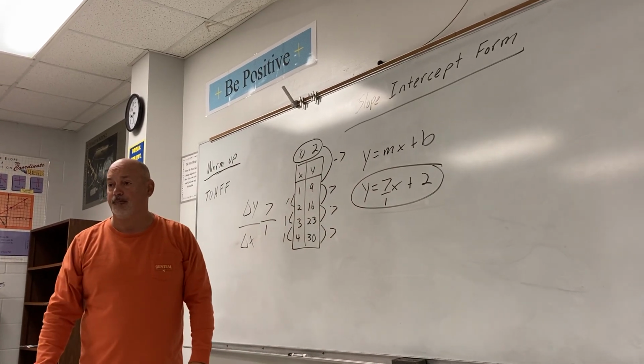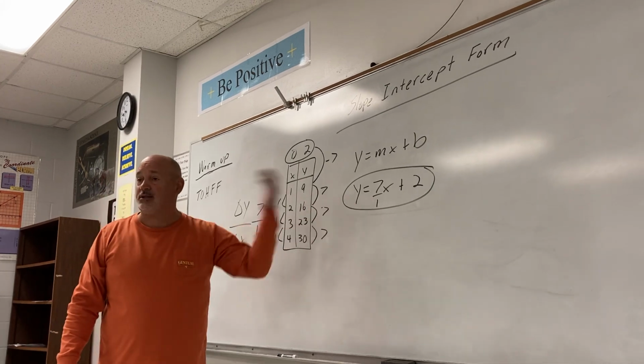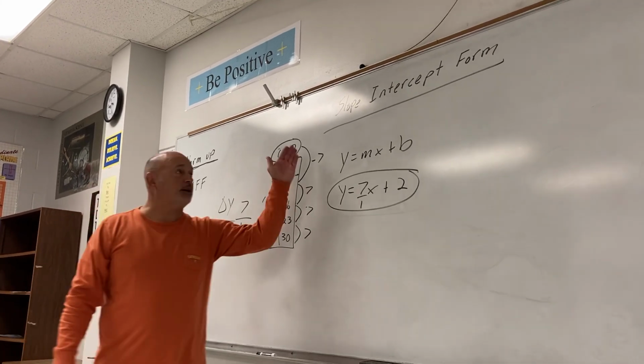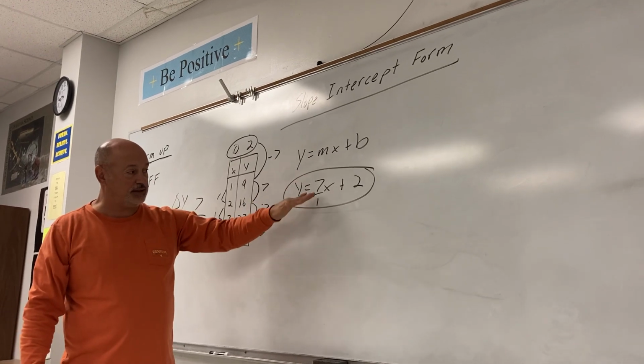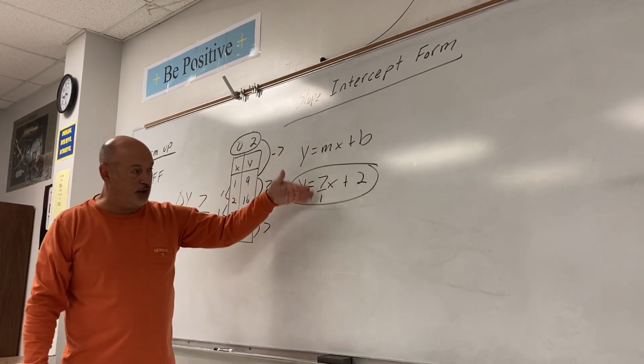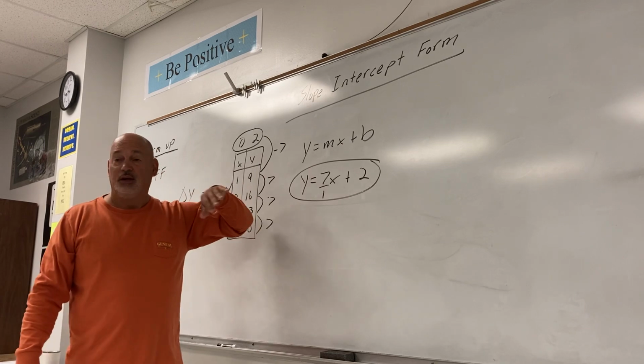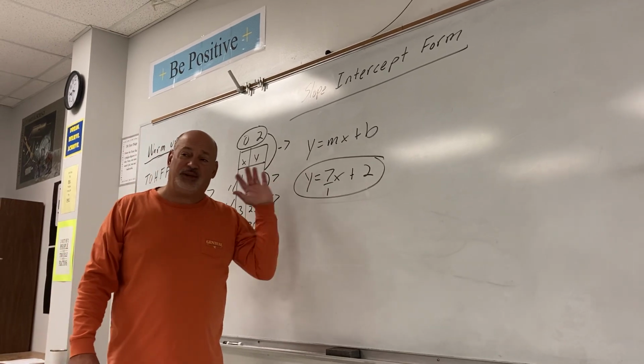Question? Do you have to solve that? No, that is the answer. Write the equation in slope-intercept form. Here it is: y equals 7x plus 2. You've got the right slope. You got the right y-intercept. Later we will do more with that, but today that's all we're doing.